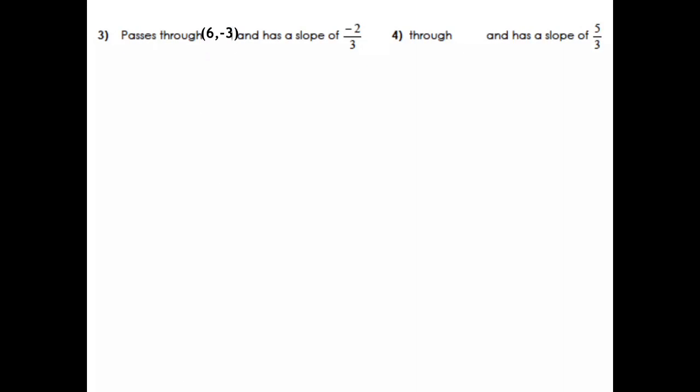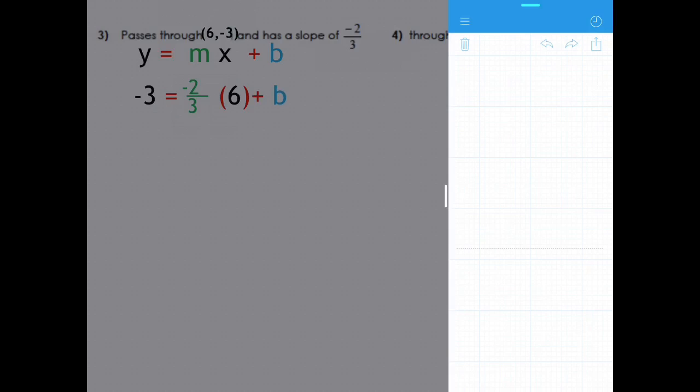Now for number 3, what's missing is the point 6, -3. Go ahead and write that in. Now go ahead and plug this point and plug in -2/3, which is the slope, into y equals mx plus b. What is it going to look like? All right, so we have -3 equals -2/3 times 6 plus b. Now, what we need to do is multiply -2/3 times 6. Now, if you grab your calculator, you're going to take -2/3 and multiply it with 6. That's going to get you -4.